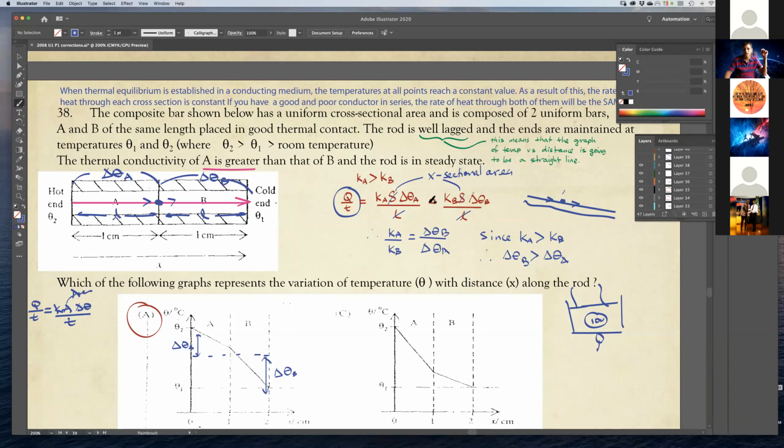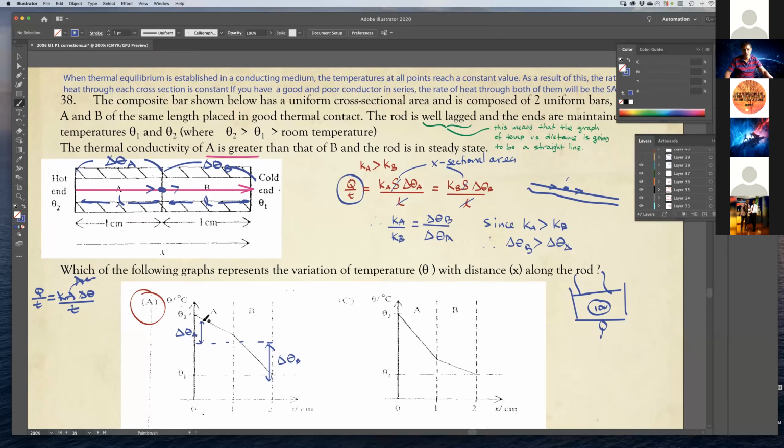And I can cancel. What can cancel? I can end up with this. This is the equation here. It says that Ka over Kb, when you cross multiply, is equal to delta theta B over delta theta A. And they told us that the thermal conductivity of A is greater than the thermal conductivity of B. And therefore, if Ka is bigger than Kb, then the temperature change across B must be greater than the temperature change across A. And therefore, the answer has to be this, where there is a bigger temperature change across B than there is across A.